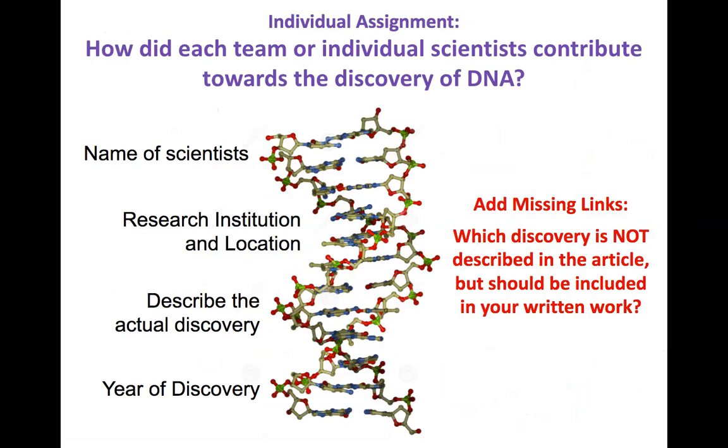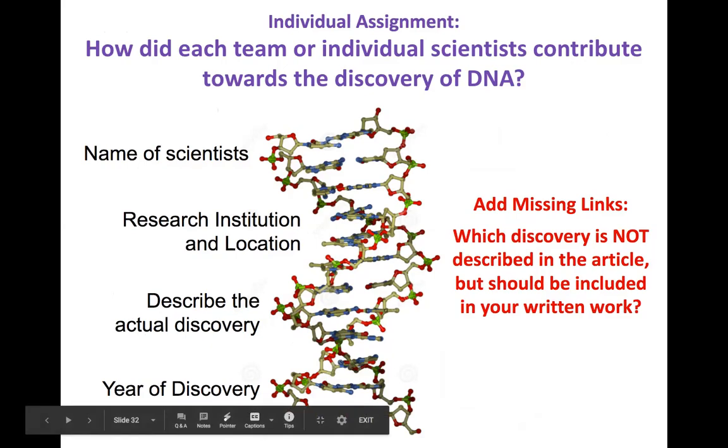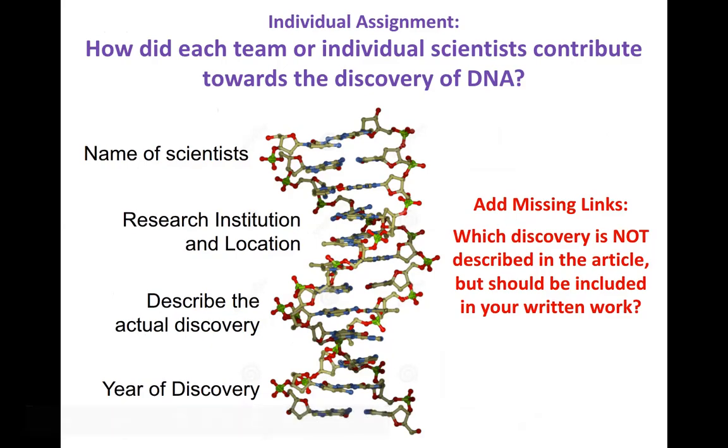I need to have the full name of the team of scientists that actually worked together, along with the date, which is the year of the discovery, the research institution and location. And I need you to give me a brief caption of the actual discovery. Make it as concise as you possibly can. And where your grading comes in, that determines whether you will get a high grade or a lower grade for this assignment, is what are the missing links? Which discovery is not described in the article, but should be included in your written work?